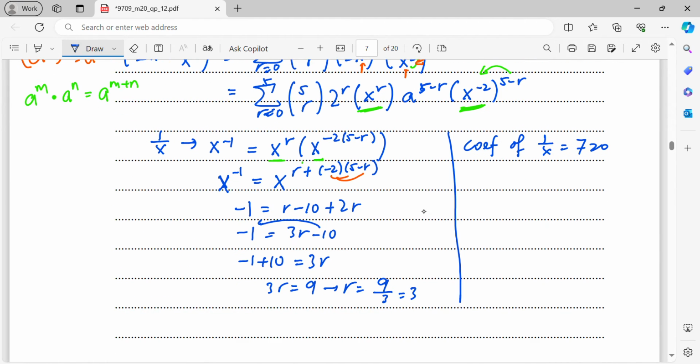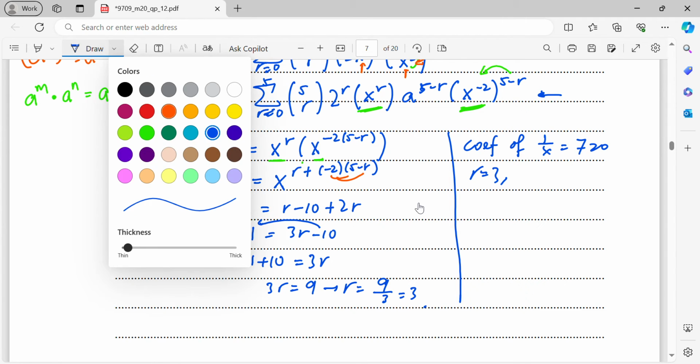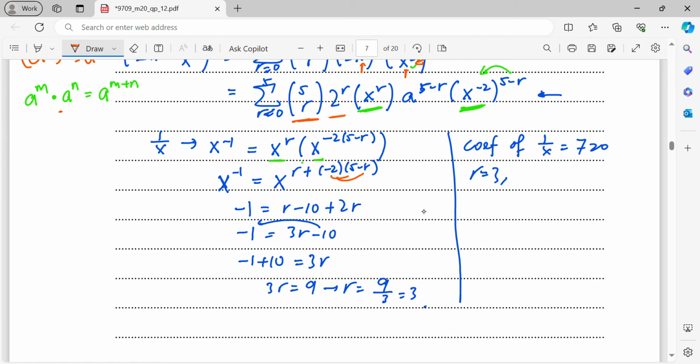So now I know that the coefficient of 1 over x in this expansion happens when r equals to 3. So now I will replace r by 3. So then just substitute r by 3 into these three terms, the orange color, right? The one that underlined with orange color, orange line. That means I will get 5c3, 2 power 3, a to the power 5 minus 3. 5 minus 3 is 2. Then equals to 720.